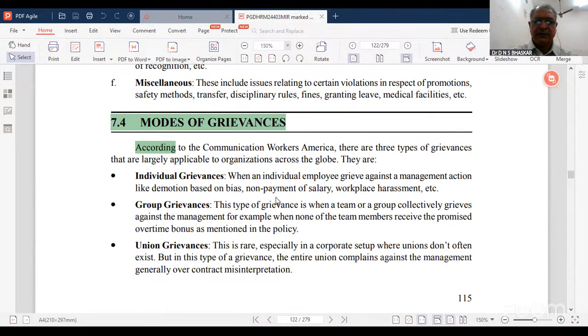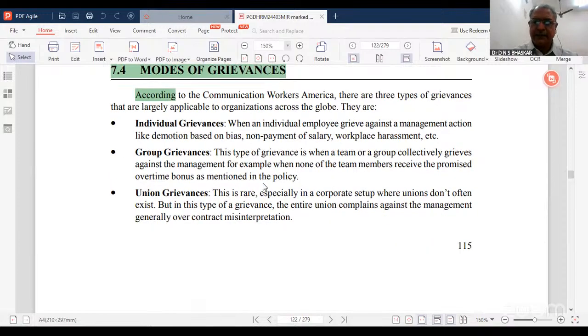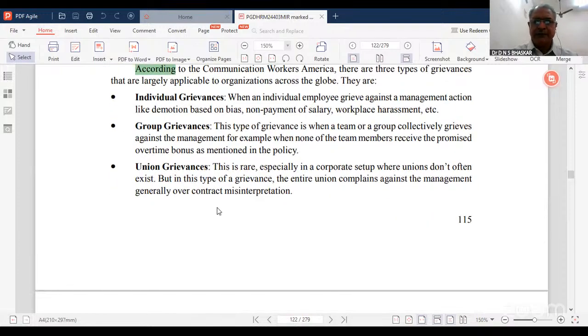Next, modes of grievances is another. That we already discussed. Individual grievances relate to some individual, and group grievances are related to an entire group facing a problem. Then union grievance: when the agreements or contracts are not adopted or implemented by the management, it leads to union grievances.